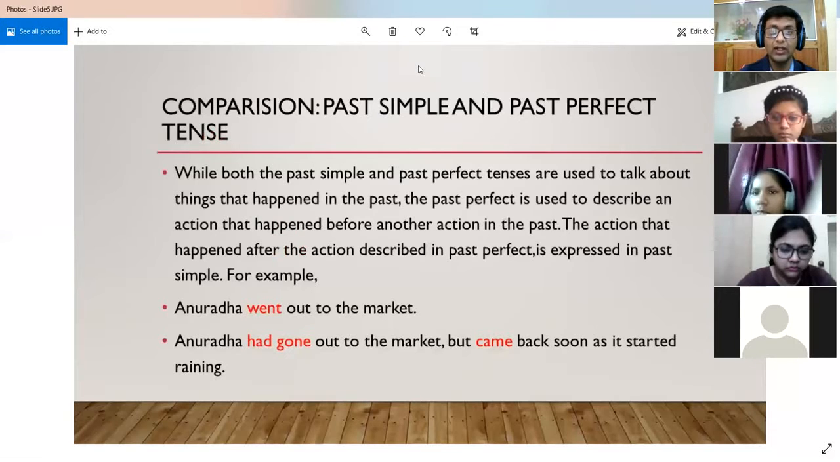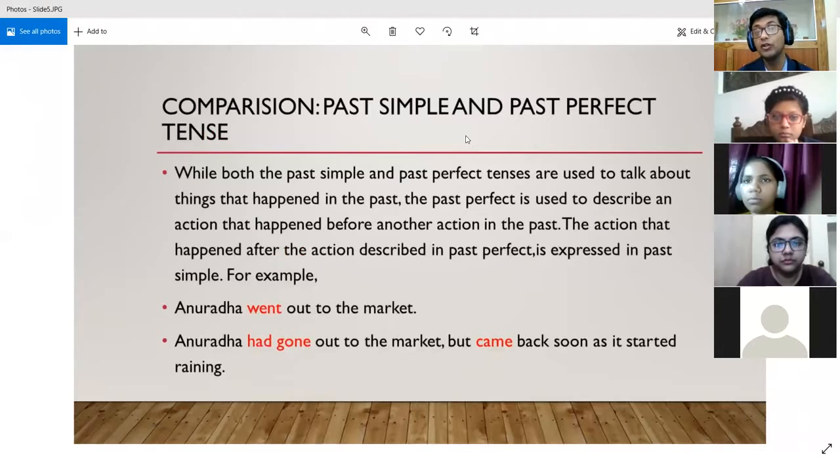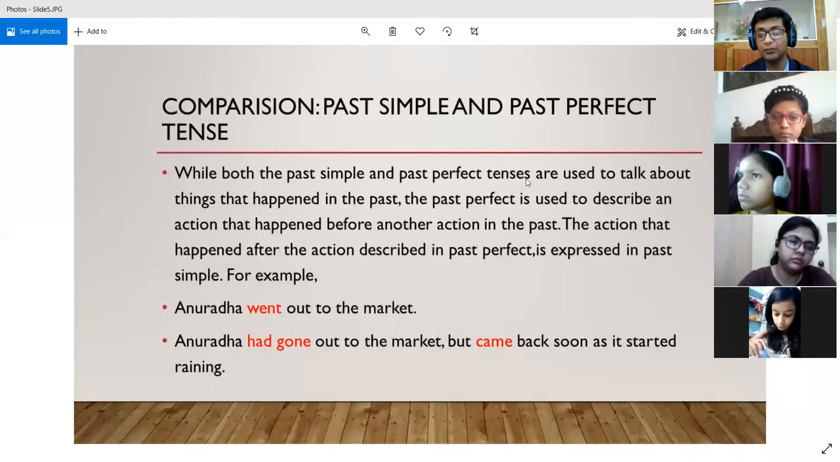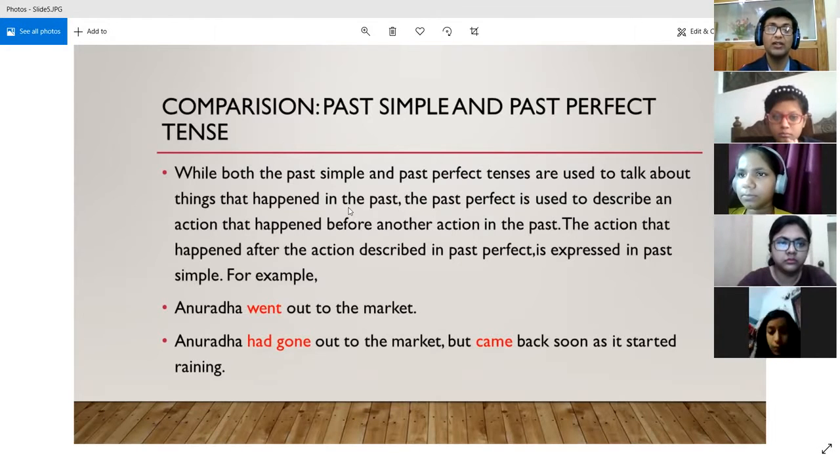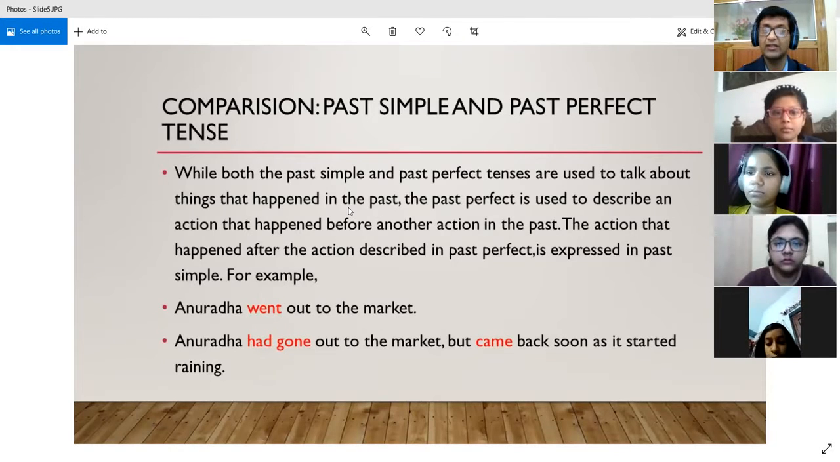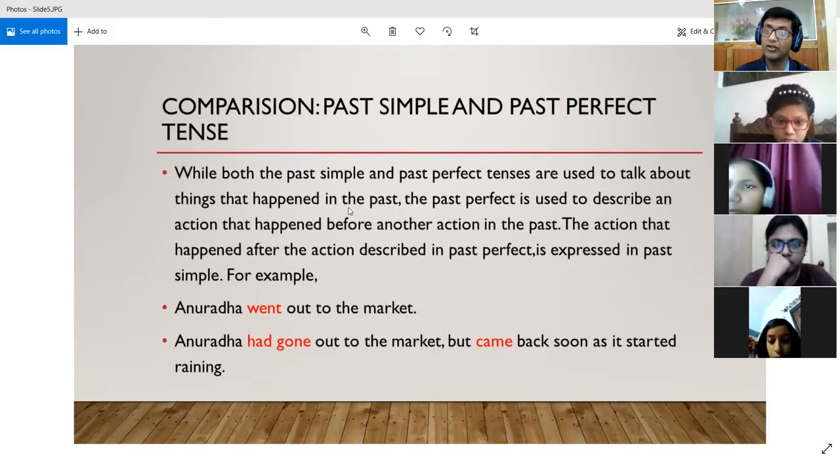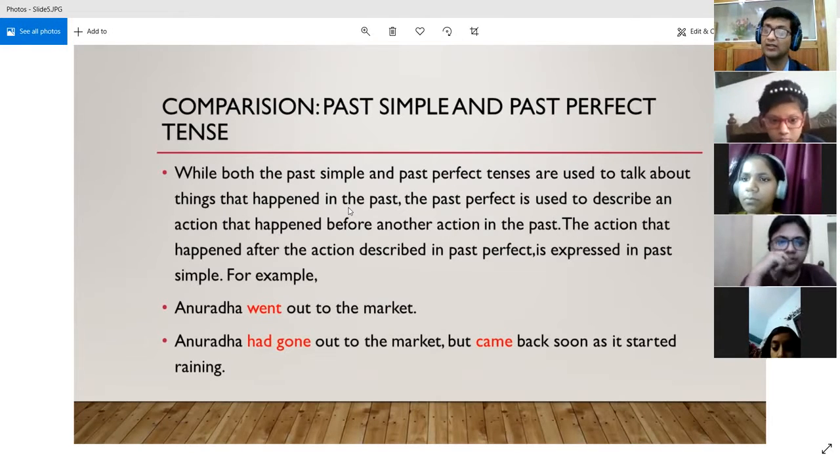Now we will see a comparison between the simple past and the past perfect tense, where they are used. It is said that while both the past simple and the past perfect tense are used to talk about things that happened in the past, the past perfect is used to describe an action that happened before another action. So the past perfect tense basically compares two actions of the past: which action happened first and which action happened later on.